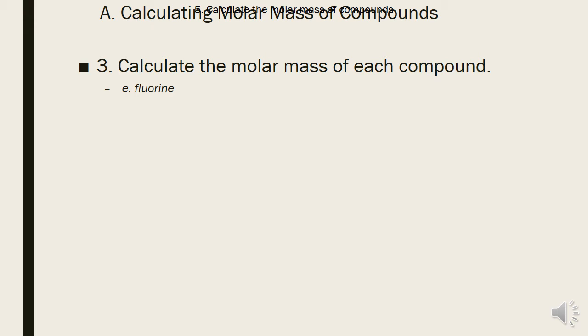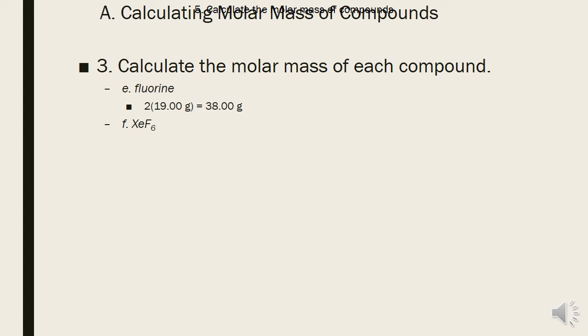You might be thinking, well, that's just an element. I just look it up. It says 19. But remember, as we've learned in class already, fluorine is a diatomic element. When we talk about fluorine, we're not just talking about fluorine atoms. We're talking about fluorine molecules where there are 2 atoms of fluorine in that molecule. So the molar mass of fluorine would be 2 times 19, or 38 grams.